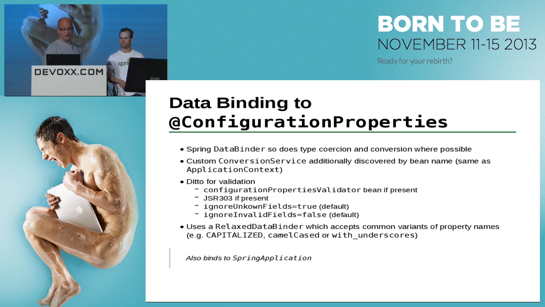Also, you can add validation. A nice thing you can do if JSR 303, the validation standard, is present, is add @NotNull, for instance, to one of your Java bean properties, and it will then fail at runtime if it's invalid as well.